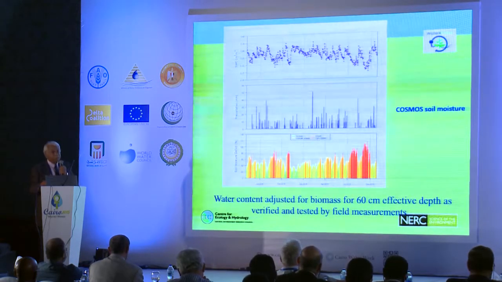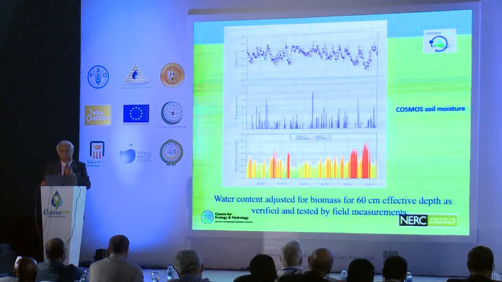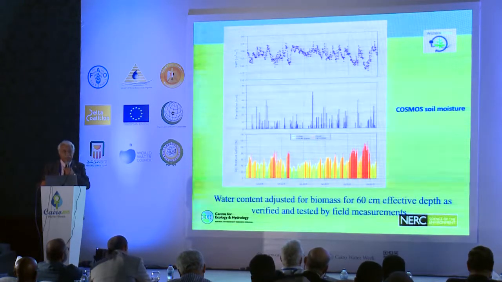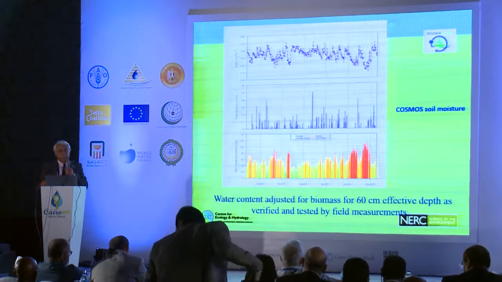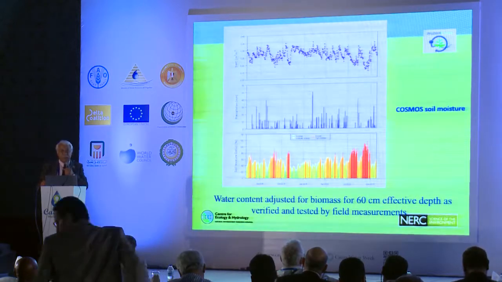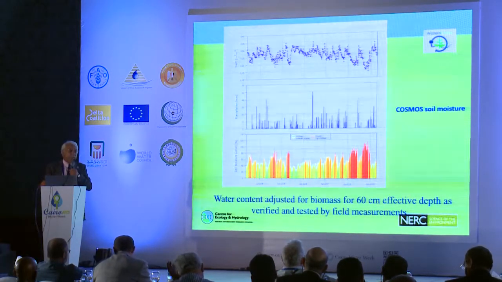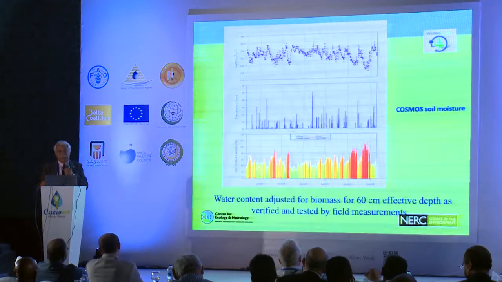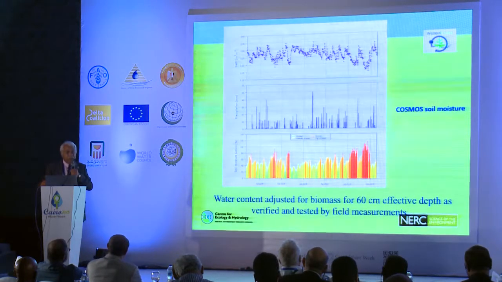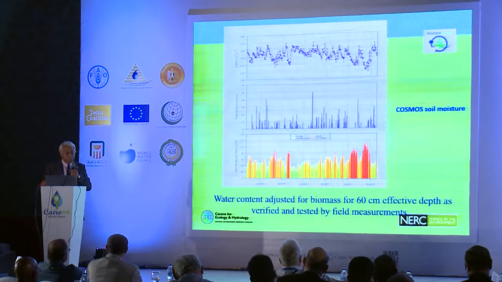When it's green here in the lower plot, you don't need to irrigate, there is no stress. When it goes to yellow, it's just very light stress. Amber, it means a medium stress level. Red, you must irrigate because it is really a highly stressed crop.